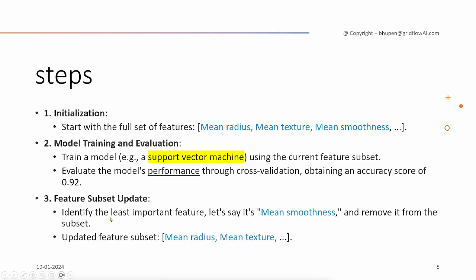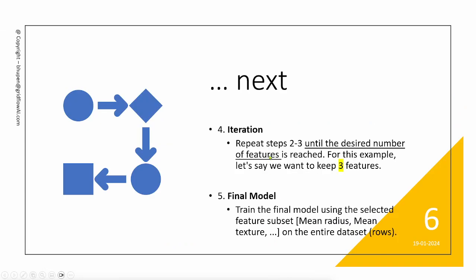In the next step, we will find out the least important column out of the 30. Let's say this is the least important. We'll remove it from the previous list, and then we have the updated feature list here. Now we're going to repeat it. So the previous steps number 2 and 3 will be repeated here. So this is the iteration. We're going to repeat it until the desired number of columns is reached. For example, here we want to get the top 3 columns.